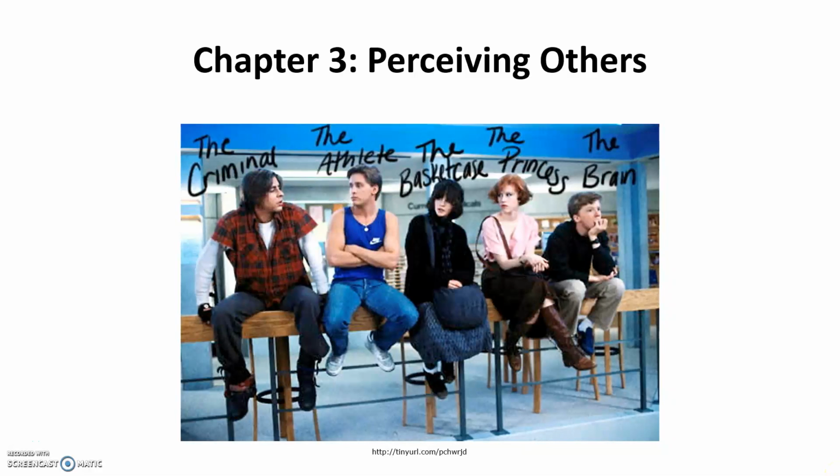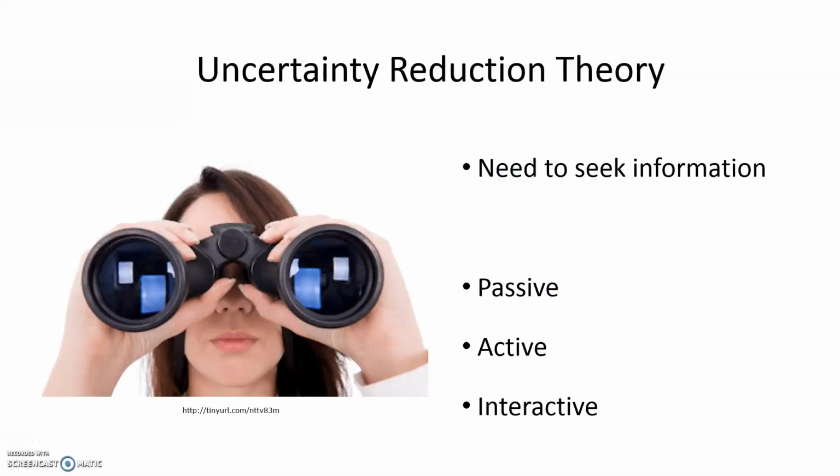So now that we have a better understanding of the perception process, let's continue with the rest of Chapter 3. One of my favorite theories is uncertainty reduction theory. Uncertainty reduction theory simply states that we as human beings like to know things. We like to reduce any uncertainty that we have towards a particular person or a particular thing. I know, the name pretty much says itself.